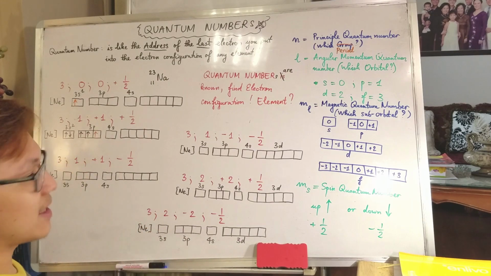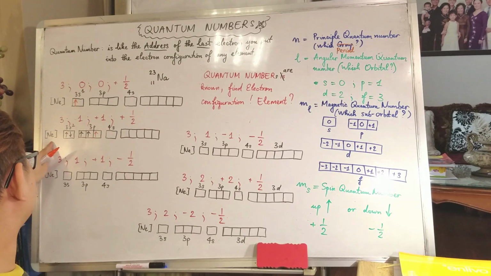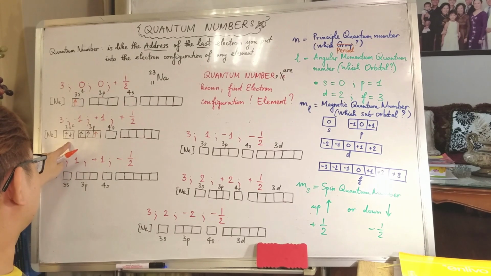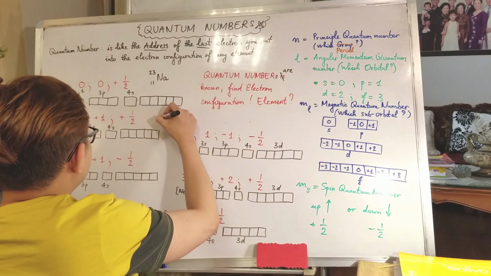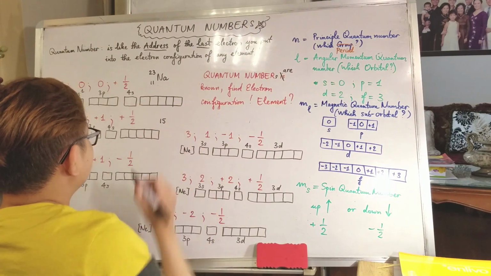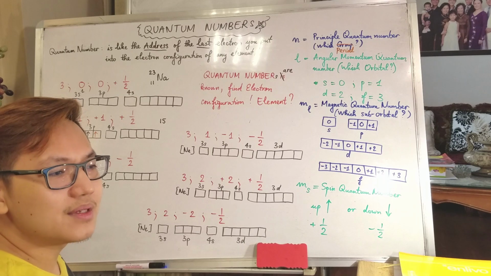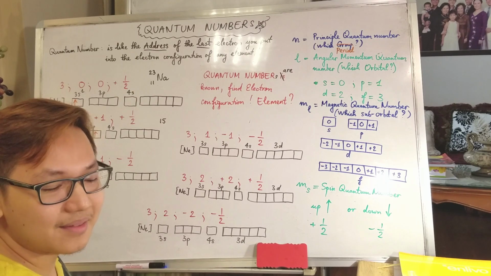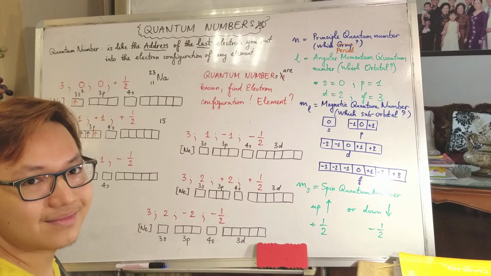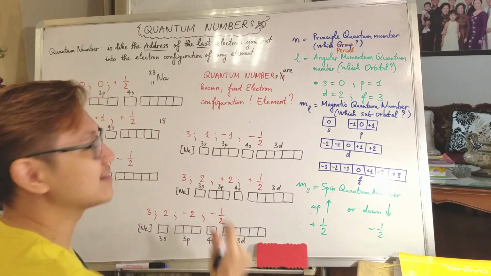So this element, what is that? Neon is 10 already. 10 plus 2 is 12. 12 plus 3 is 15. So this element will be 15. What is the element with the number 15 in the periodic table? Very good. It's phosphorus.